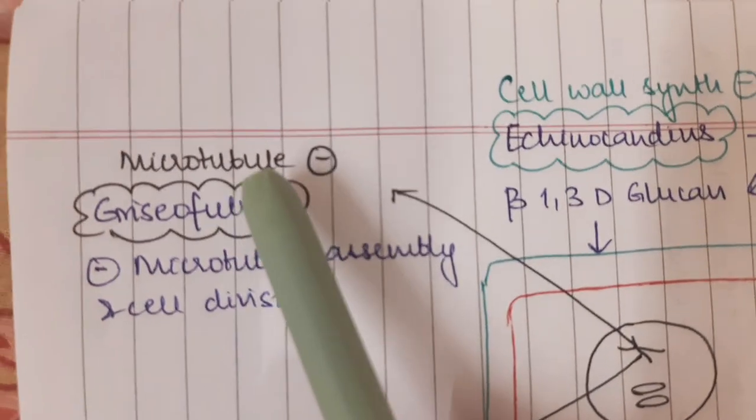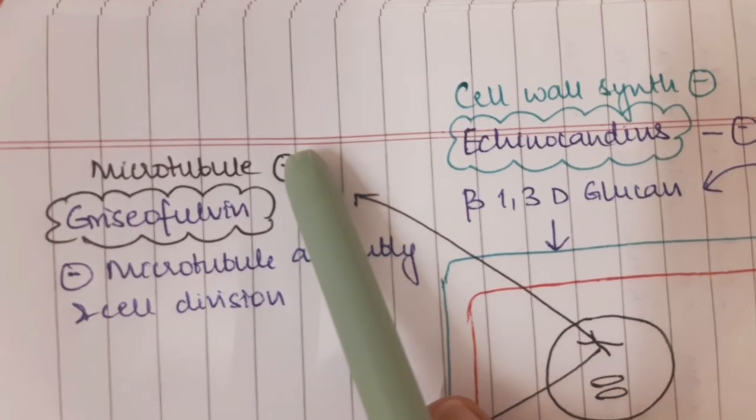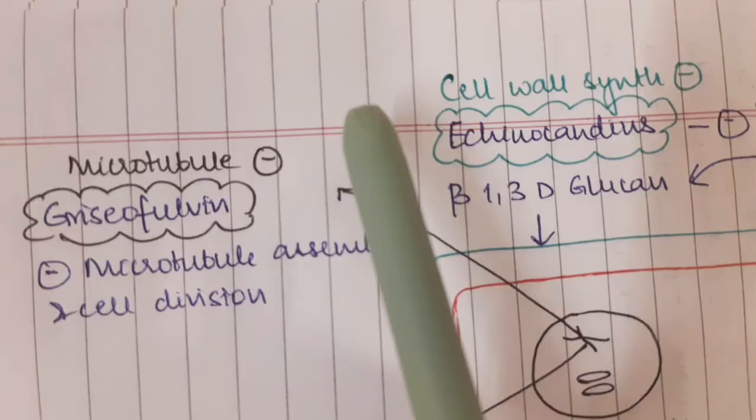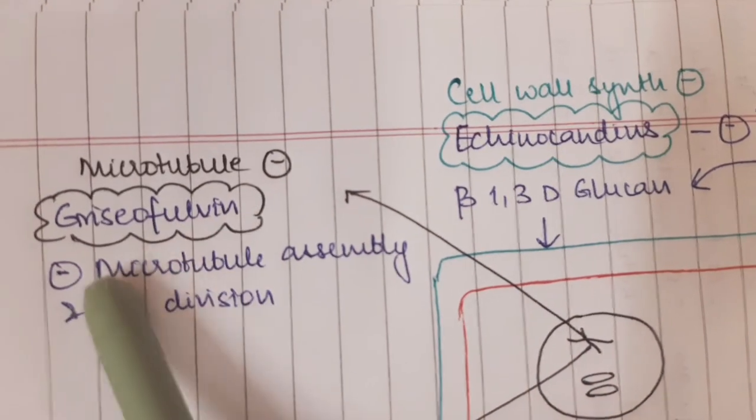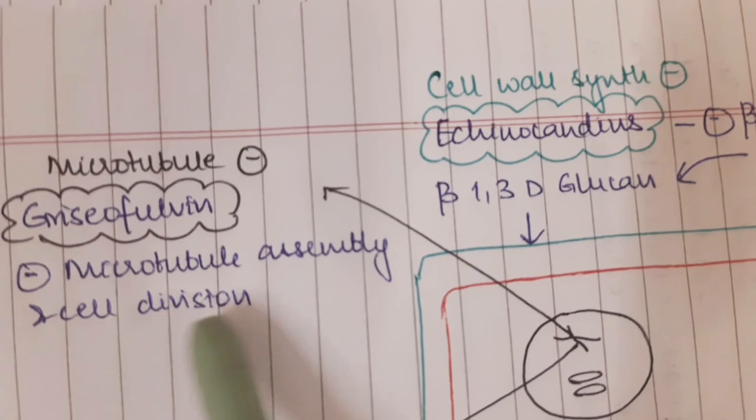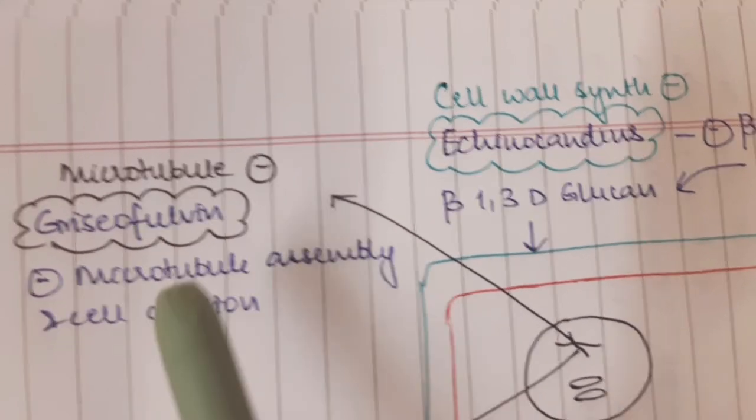The next group of drug is griseofulvin. Griseofulvin is a microtubule inhibitor. We know that microtubules are important for cell division. So since griseofulvin will inhibit microtubule assembly, it will eventually inhibit division of the fungal cell and will lead to inhibition of the infection caused by the fungus.